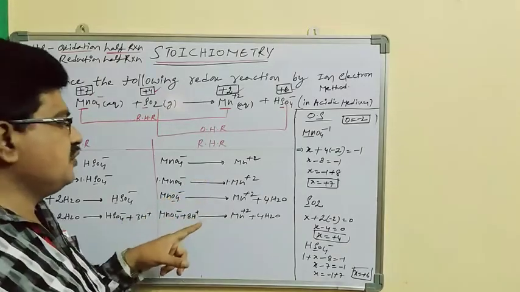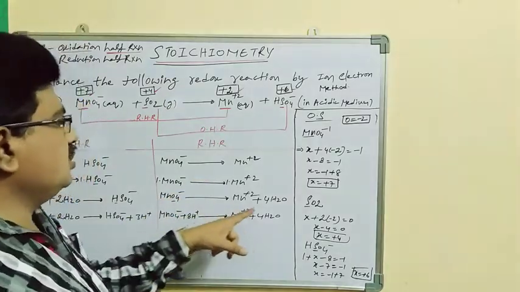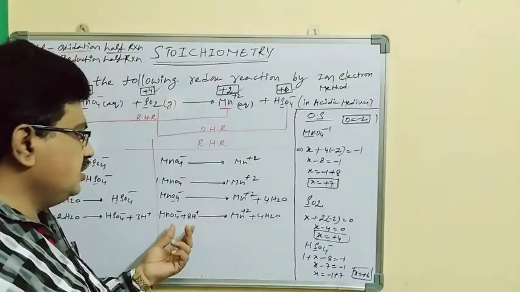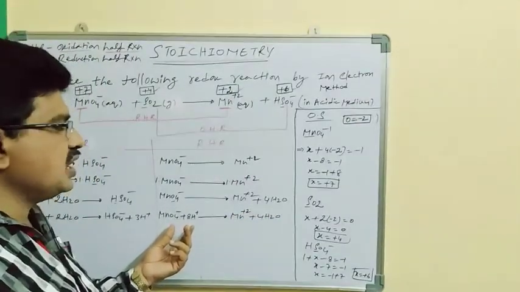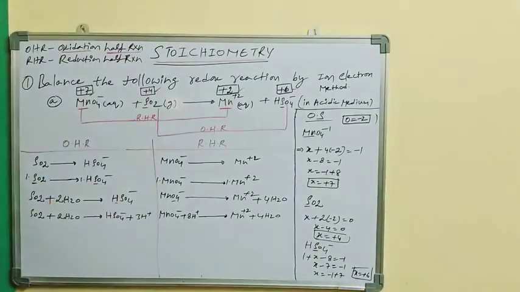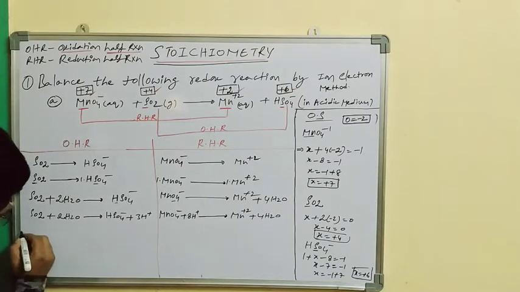Similarly in the reduction reaction, how many hydrogens are there? 8 hydrogens are there. On the reactant side I am adding 8 hydrogens, so the product side has 8 hydrogens now. Next we have to balance charge. How to balance charge, I am showing easily here. Note this one.